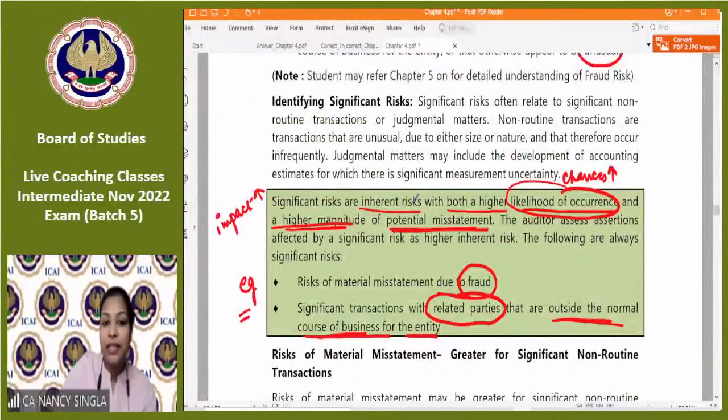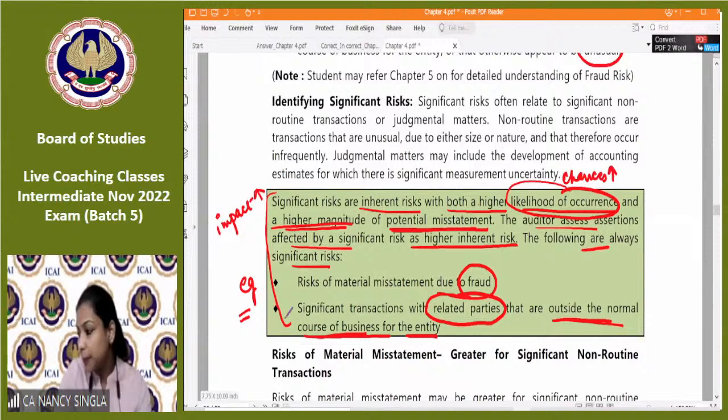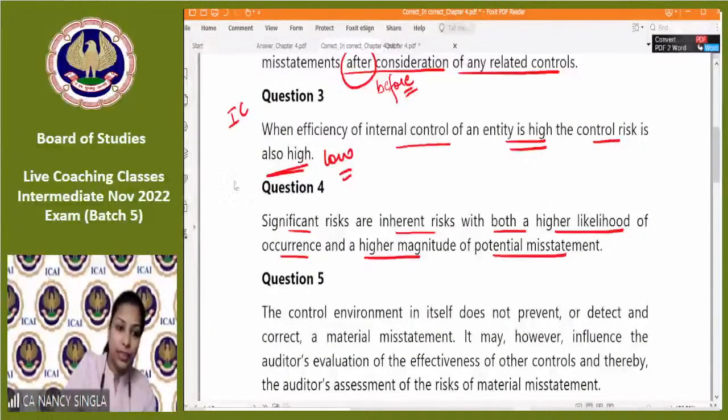So significant risks are inherent risks with both a higher likelihood of occurrence and a higher magnitude of potential misstatement. Okay? The auditor assesses assertions affected by significant risk as higher in inherent risk. The following are always significant risk. So you can write this in the reasoning. Okay, Karthik? Is it clear? So the fourth one is correct.